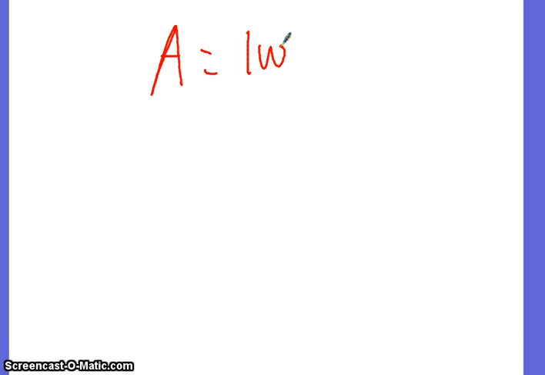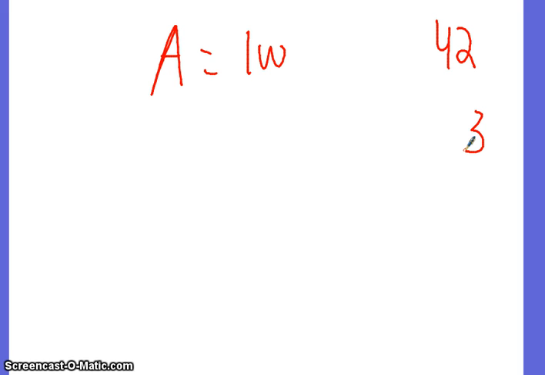So you divide. Okay, but here we go. We're going to transform this formula to find the length. The area is 42. The width is 3. What's the length? Okay, let's transform the formula first.